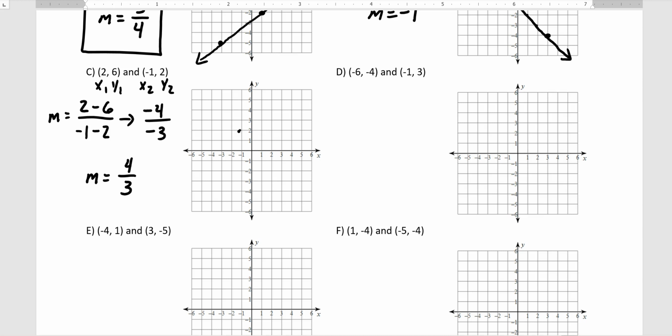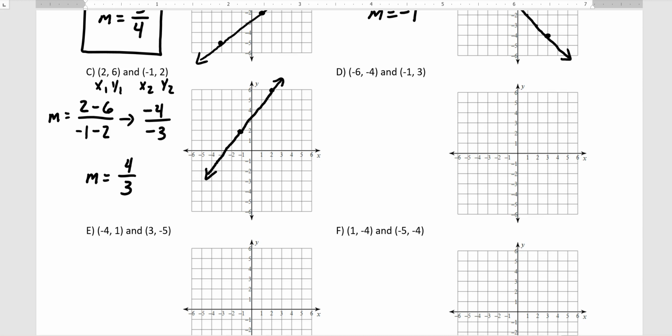All right, now let's plot them, figure out how we're feeling about that. -1, 2 is right there. 2, 6 is way up here. So it's saying if I go up 4 and over 3, I should end up on this spot. 1, 2, 3, 4, 1, 2, 3. Yes, indeed. Draw a line to connect. Going that way. Beautiful. Awesome. All right. Last one we'll do together.